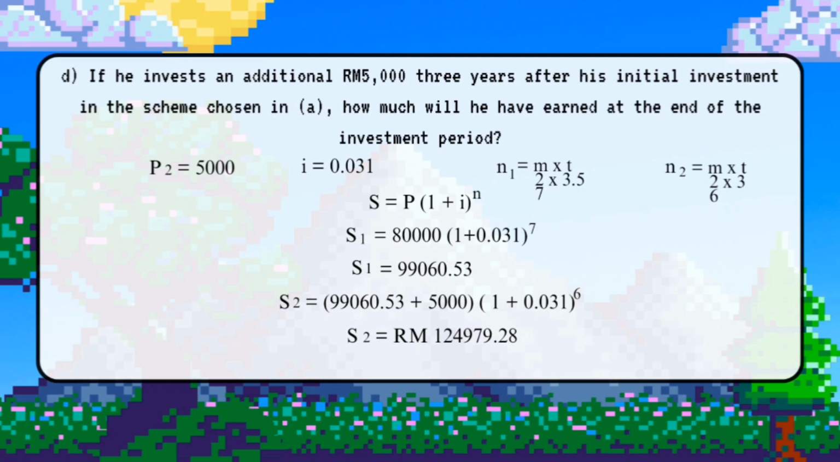So right now we have to calculate the S2 because we need to find the total amount that he has earned after 3 years. So the total amount of S2 is 124,979 ringgit and 28 cents.